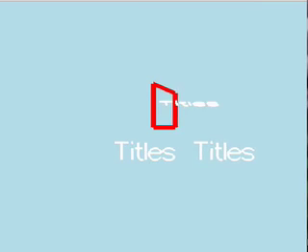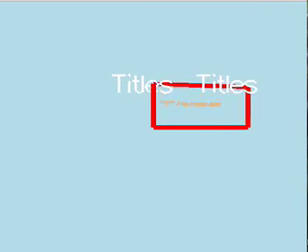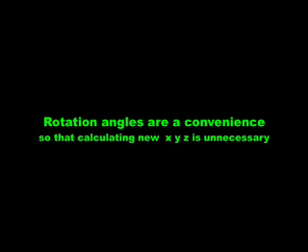Be sure to save any files that you may have created with the previous software and copy it into the new directory. We augment all of the commands that you used before with a new -z option. This allows you to specify x, y, and z coordinates plus rotation angles of 0 to 360 degrees for each axis. The rotation angles are a convenience so that you don't have to calculate new x, y, and z coordinates.